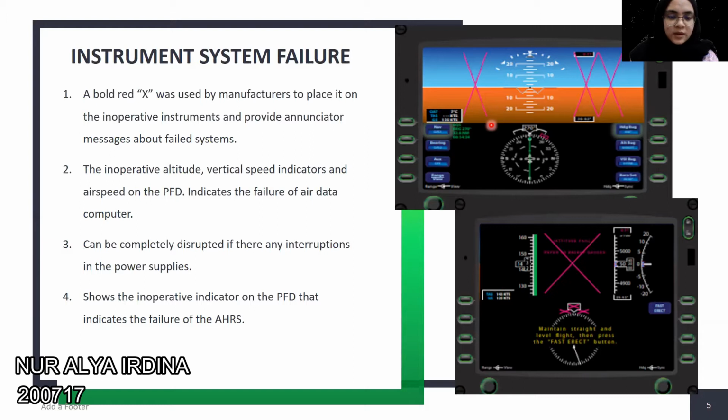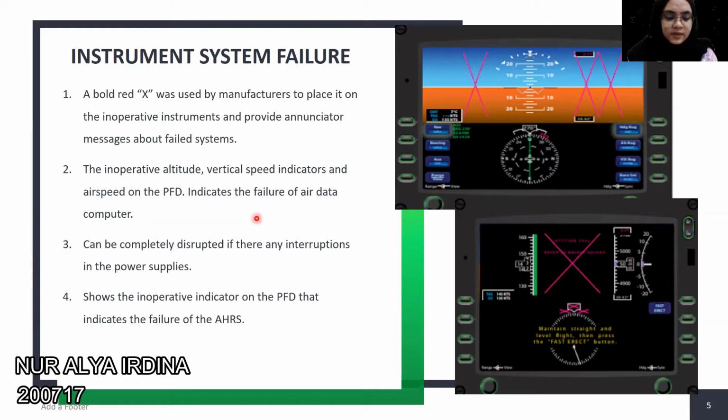So the system can be completely disrupted if there are any interruptions in the power supplies, such as alternator regulator failure, lightning strikes, drive belt failure, wiring harness problems, or other electrical failures. So basically, if there is any failure in the list that I have mentioned before, it can make the EFIS completely stop and not function anymore.